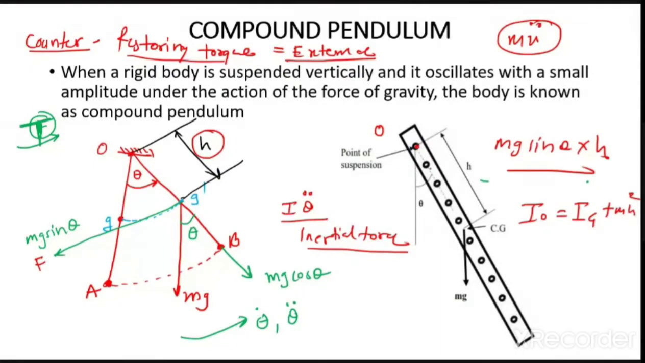About this point O, I have to find the moment of inertia about G, that is the center of gravity, plus m into h square. Parallel axis theorem: let us say this is one axis, and about the CG we have another axis. So now you know that. So if you want to find the moment of inertia I about point O, it is nothing but Ig plus m into h square.